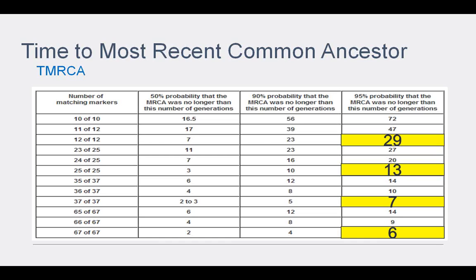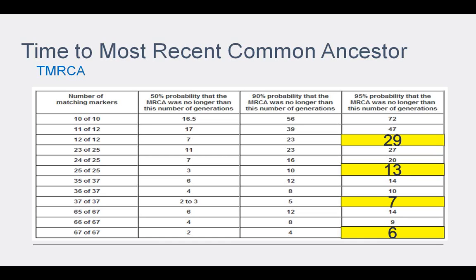Could be as close as father-son, so it could be within 1 generation, up to 29 generations in 95% of the cases. So that means that your common ancestor could be somewhere within the past, say, 700 to 900 years or so. In 5% of the cases, that's just a 95% probability, they'll be further back than that 29 generations. So 12 marker matches, yes, it gives you a broad time frame, but broad isn't always better.